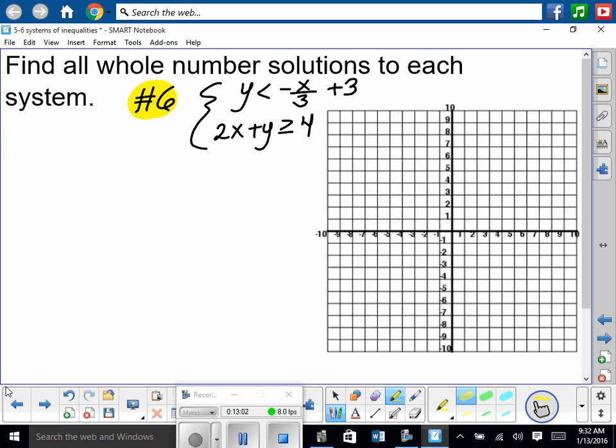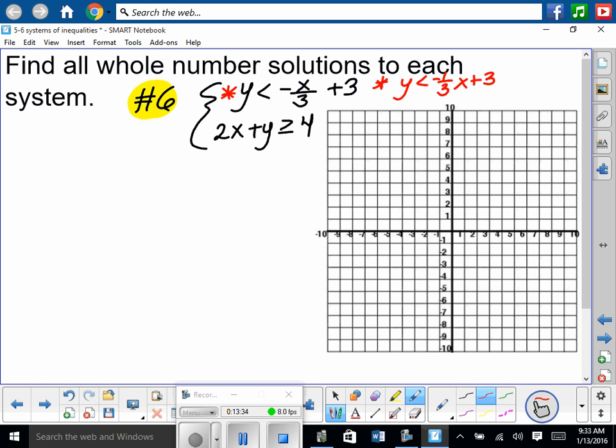Number 6. So once again, get it in graphing form. On number 6, my top one is already in graphing form, except I'm actually going to rewrite it a little bit prettier because a lot of students get thrown off with this -x/3. What that really is, so we have y is less than, that's the same thing as -1/3x + 3, because x divided by 3 is the same thing as multiplying by 1 over 3. So we have -1/3x + 3.